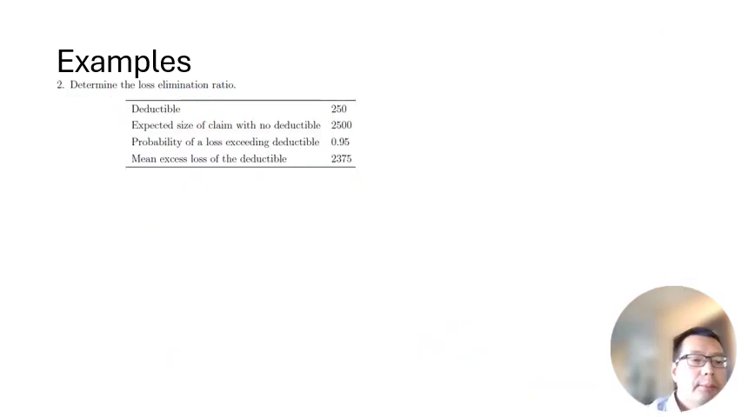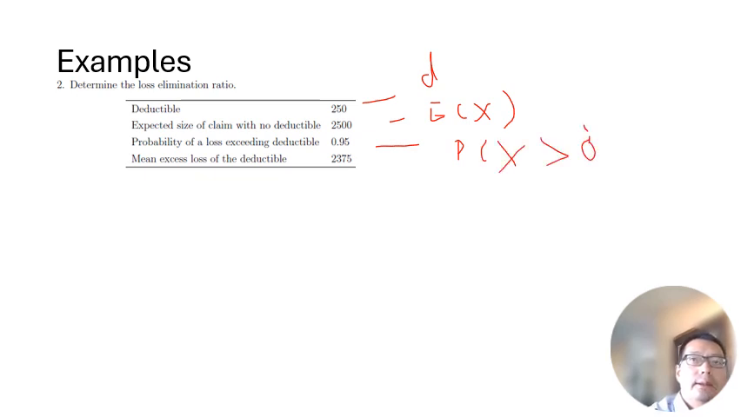Now let's look at example 2. Determine the loss elimination ratio given the following information. Deductible is 250. Let's write everything down. So this is d. Expected size of claim with no deductible is 250. This tells us that the expected value E[X] is 250. The third one: probability of a loss exceeding the deductible is 0.95. So this is the probability of X greater than d.